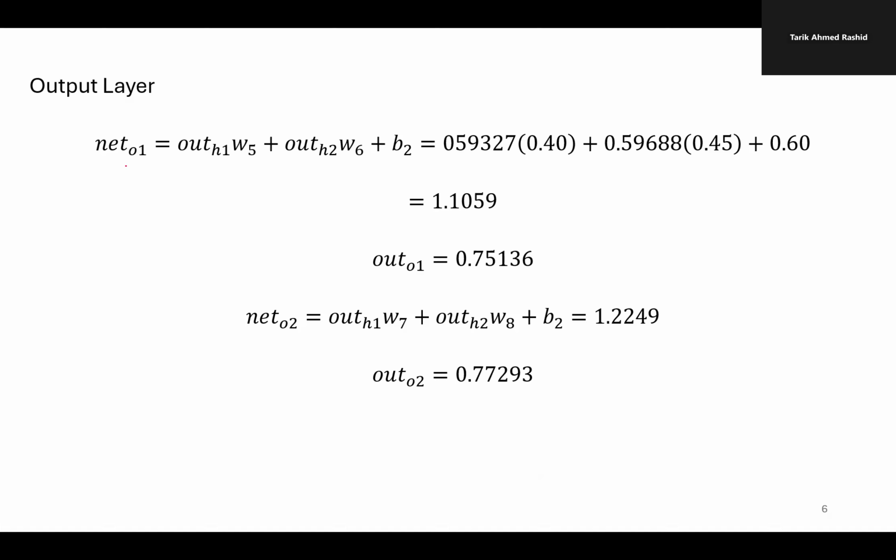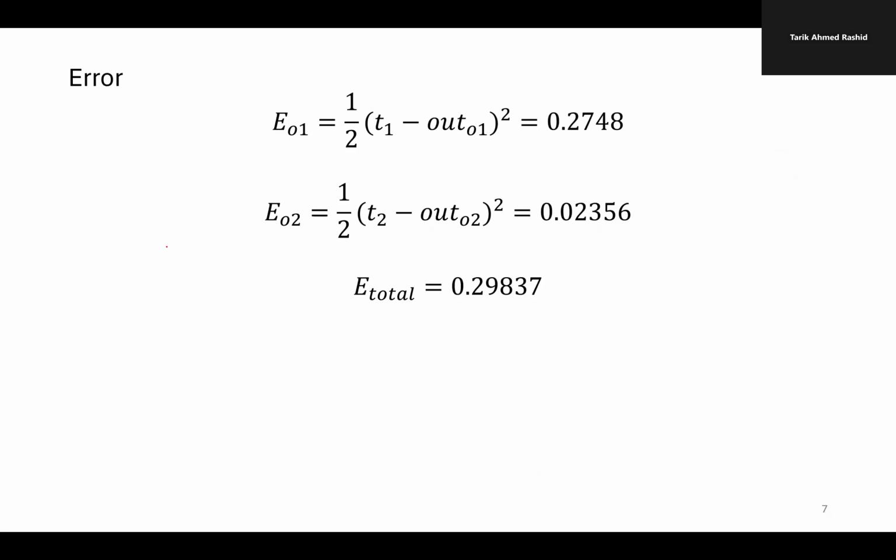Now for the output layer, same thing. It will be the net output of hidden one multiplied by its weight, and output of hidden two multiplied by its weight, plus B. Then we will get output for B2, the bias 2. Same thing, this one and this one multiplied, plus B2, we will get this one. Now we have two outputs at the output layer, and we have two outputs at the hidden layer. We found them. We will try to find the error.